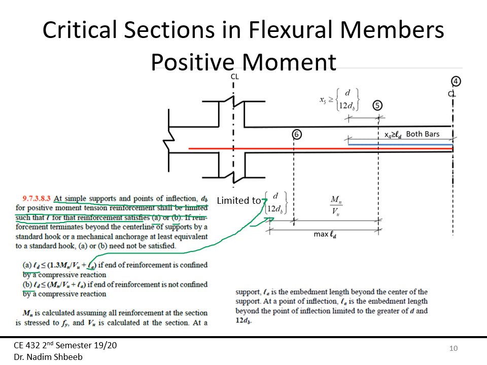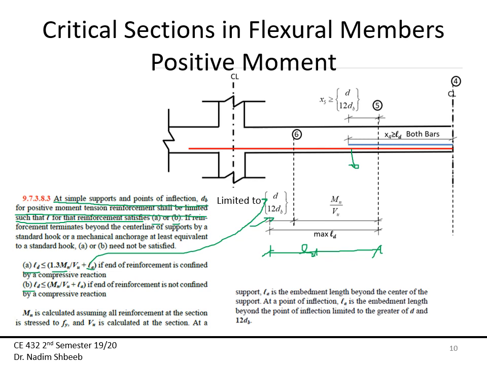So what it's telling me is that this is the maximum distance I can use for cutting off at section 6, okay? Because the remaining bars, which are the red bars at section 5, need to develop Ld, right? So they still need to develop Ld. So that maximum distance should not be more than Mn over Vn plus d, or the larger of d or 12 db. Now the 1.3 usually is for simple supports.